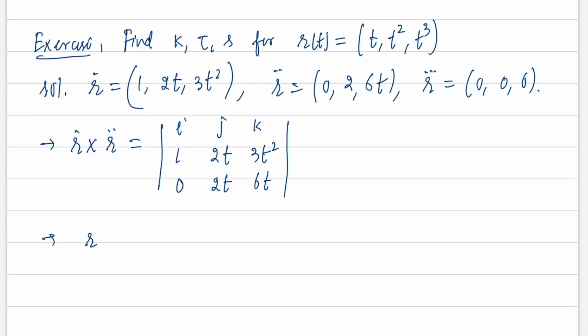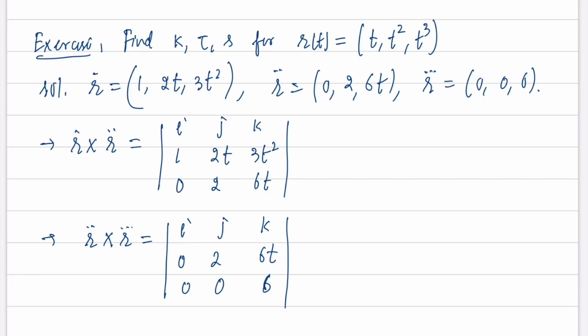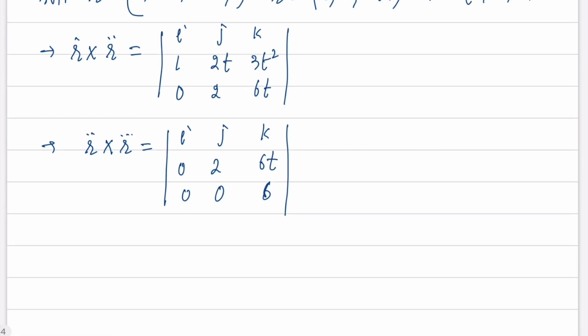So we need to find the r double dot cross r triple dot. This is equal to the determinant with rows i, j, k; then r double dot, which means 0, 2, 6t; and r triple dot, which is 0, 0, 6. Now using all these calculations, we have finally this.